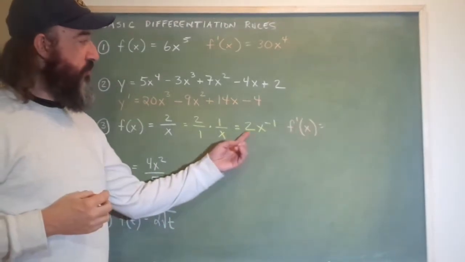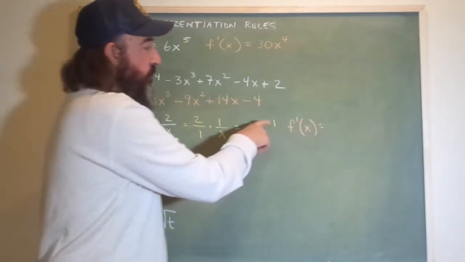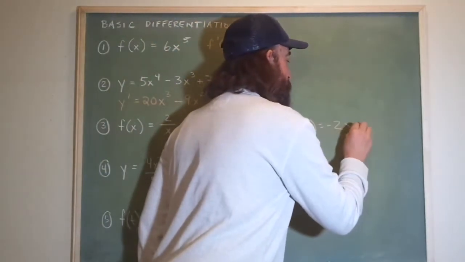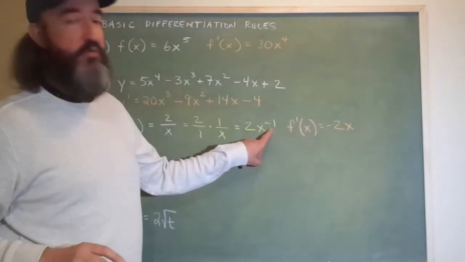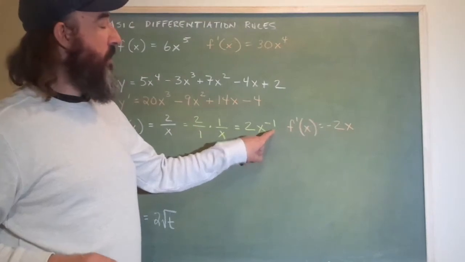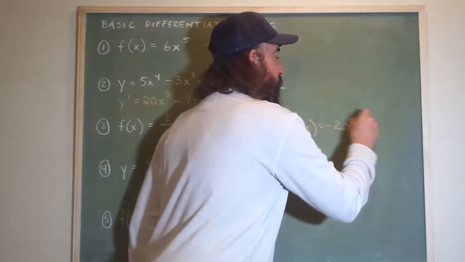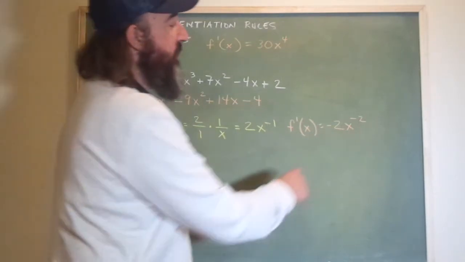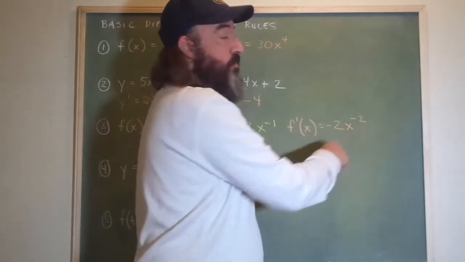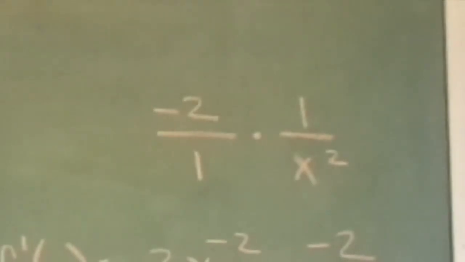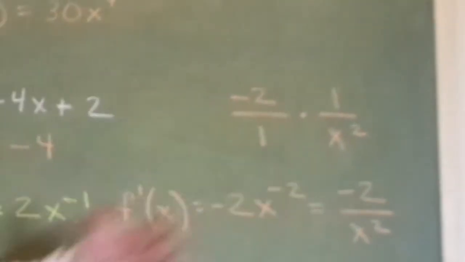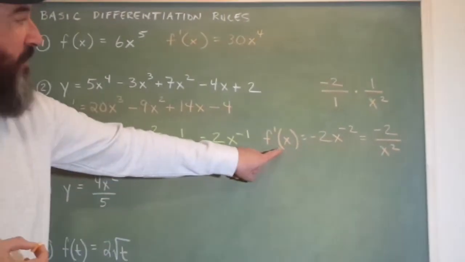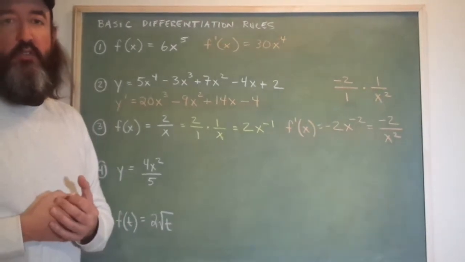To get the derivative of 2x to the negative 1, I'll move the negative 1 in the front. So negative 1 times 2 is, of course, negative 2, x to the, and then I'll subtract 1 from the exponent. Negative 1 minus 1 is negative 2. And I'm going to rewrite this because I don't like to leave it with a negative exponent. This is negative 2 times 1 over x squared. And of course, negative 2 times 1 over x squared is negative 2 over x squared. I'm going to say our f prime of x is negative 2 over x squared.